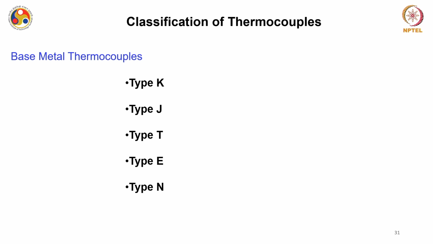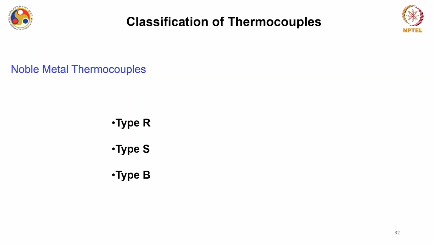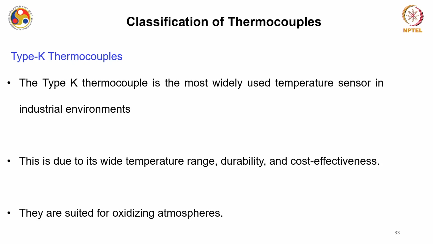So you have different base metal thermocouples, like type K, type J, type T, type E and type N, and based on the noble metals you have the noble metal thermocouples: type R, type S and type B. Okay. So let's talk about these different thermocouples very briefly. Let's start with the base metal thermocouples and talk about the type K thermocouple.